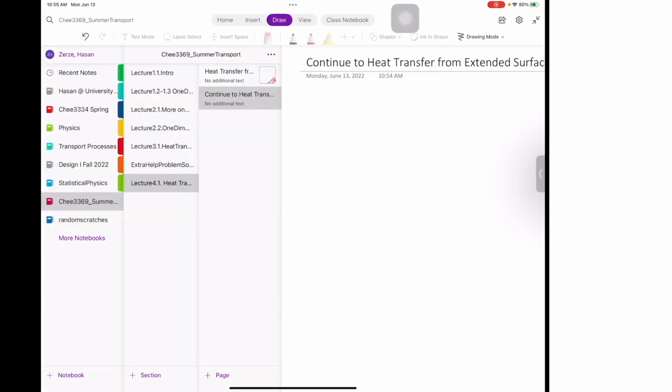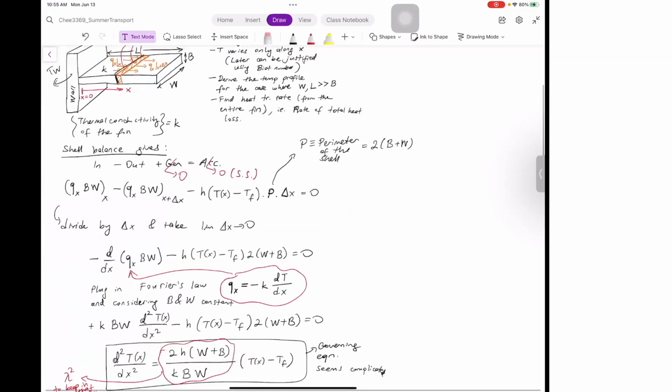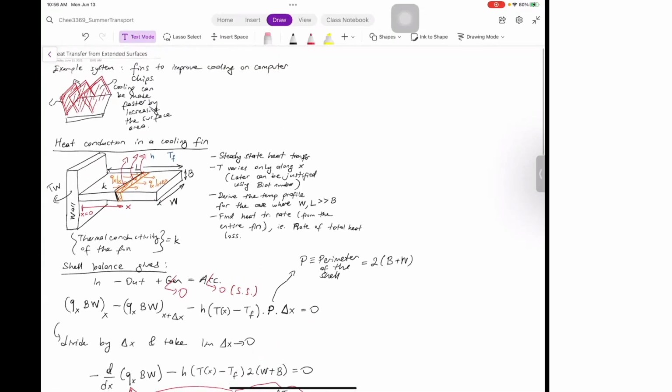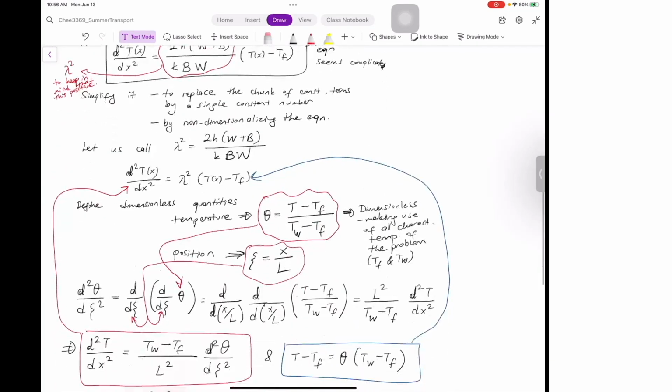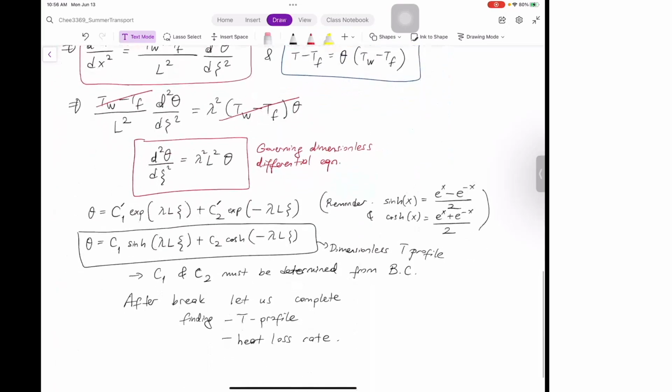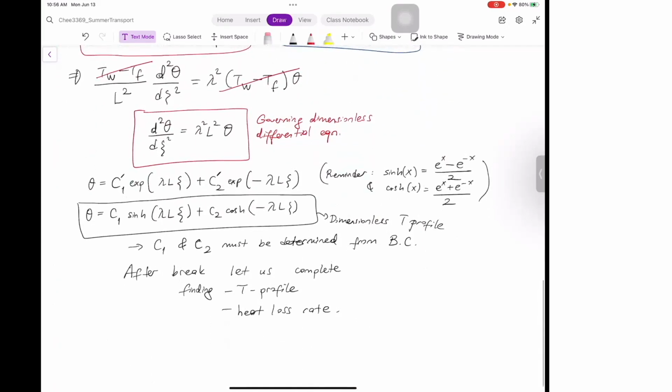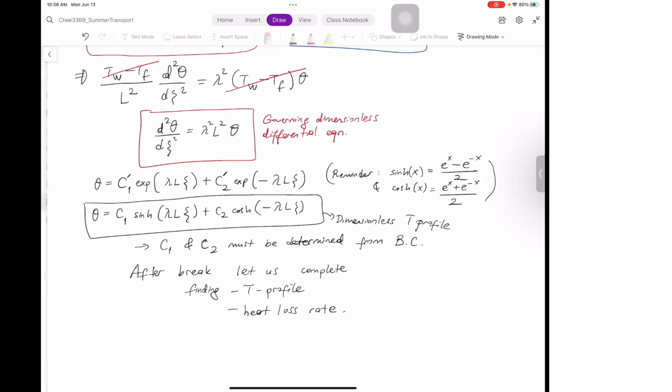So now what we have done so far is we developed the model to understand how the temperature changes along x direction on a cooling fin. And we came up with an equation with some constants to be found, which is theta is equal to C1 sine hyperbolic lambda L psi plus C2 cosine hyperbolic minus lambda L psi. Now we're going to find out the C1 and C2.